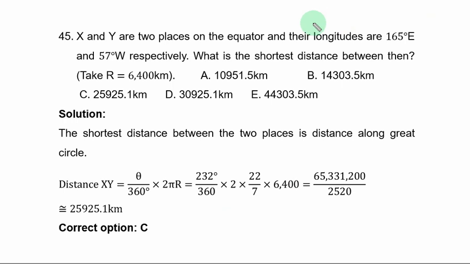Question 45. S and Y are two places on the equator, and their longitudes are 165 degrees east and 57 degrees west respectively. What is the shortest distance between them? Solution. The shortest distance between the two places is the distance along a great circle. The equator is a great circle.